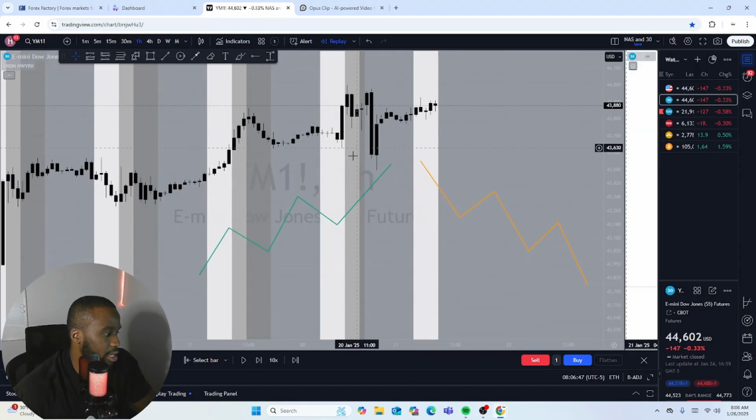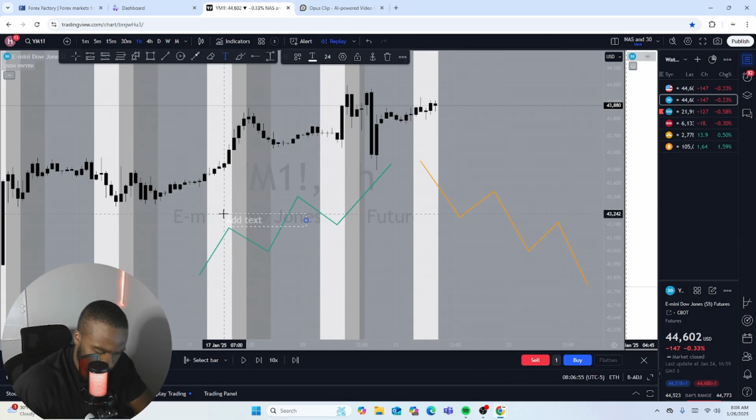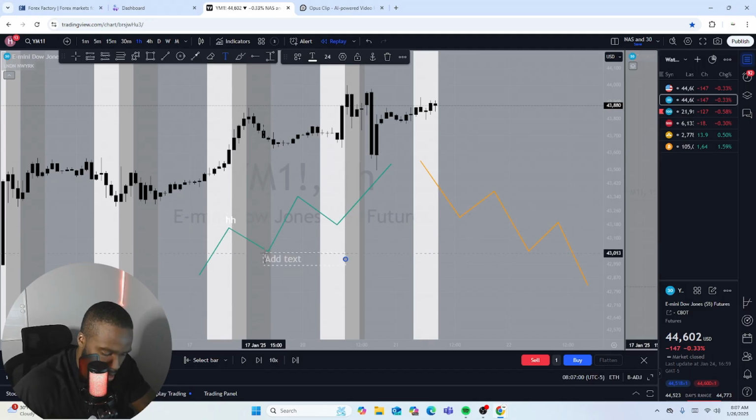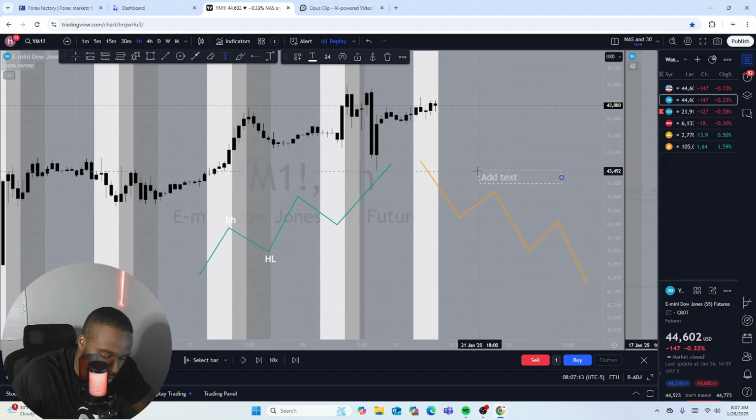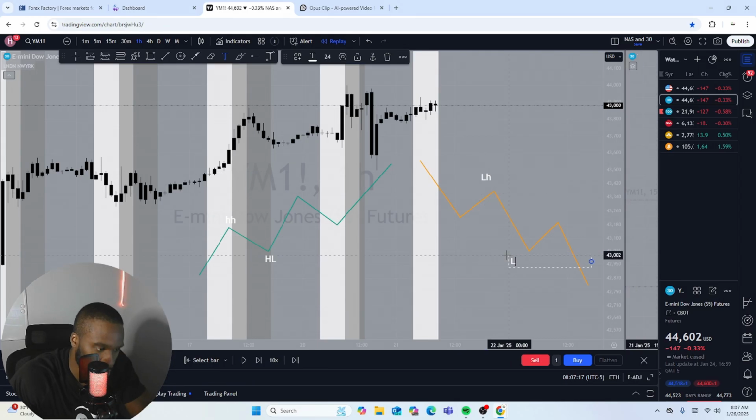So as you can see, in an uptrend, we have a high. Maybe I should write it out. I never wrote it out before, but maybe I'll just write it out. A higher high and a higher low. So we have higher highs and higher lows in an uptrend. In a downtrend, we have lower highs and lower lows.